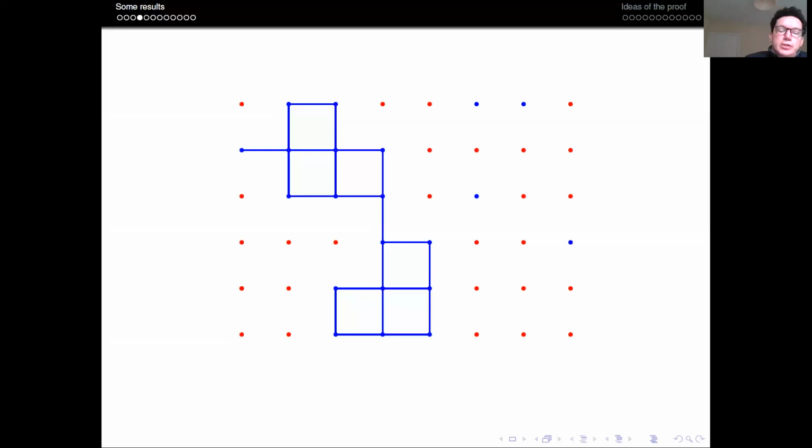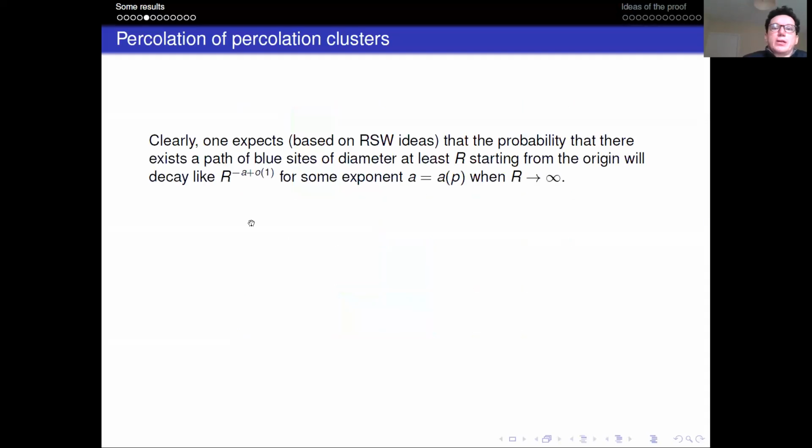So the question I'm going to ask is, what is the size of the cluster containing the origin, the blue cluster containing the origin for this model? And based on standard Russo-Seymour-Welch ideas from percolation, it's easy to guess that the probability that this cluster will be of diameter greater than r will decay probably like a power law, first order r to the minus a when r goes to infinity, right?